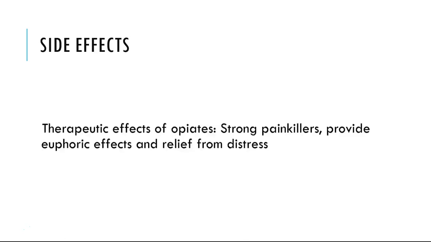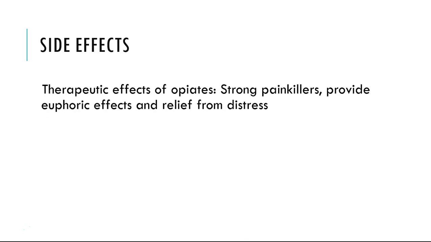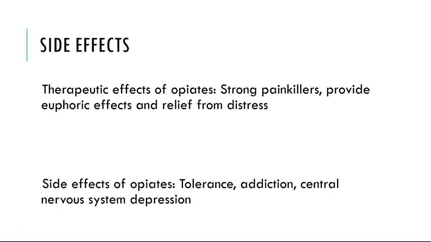Now, when we talk about the side effects, opiates do have therapeutic effects. Morphine and codeine do have legitimate uses in medicine. They're strong painkillers, they provide euphoric effects and relief from distress. So if you were in a very severe accident, morphine would be an attractive choice to treat pain because it would have a strong pain relieving effect but also calm the distress.